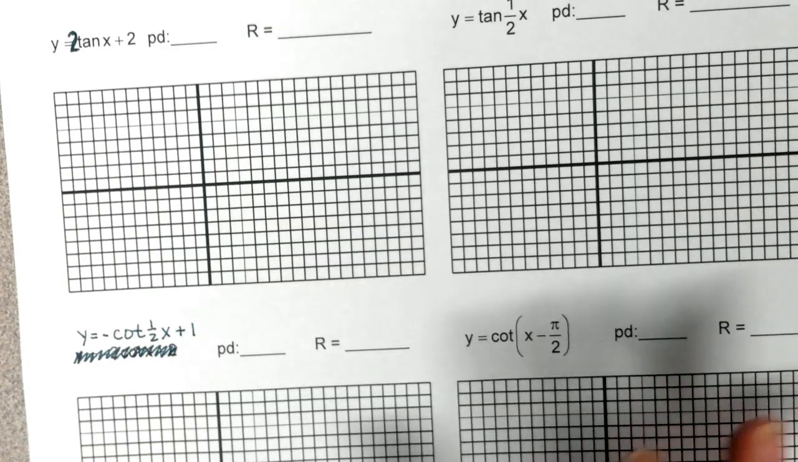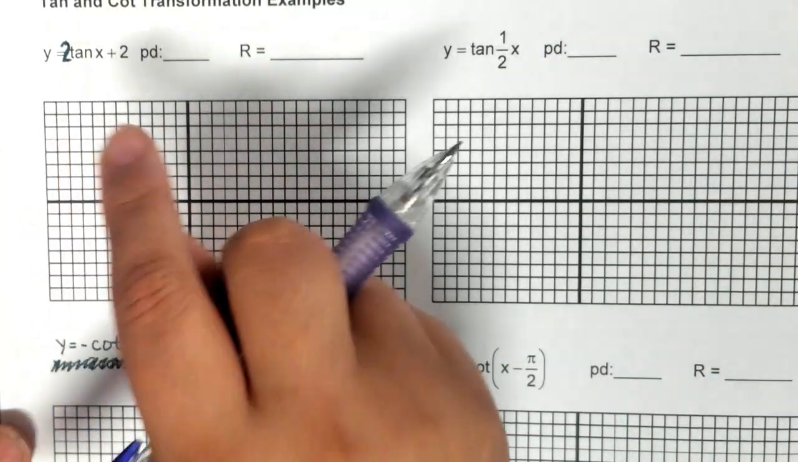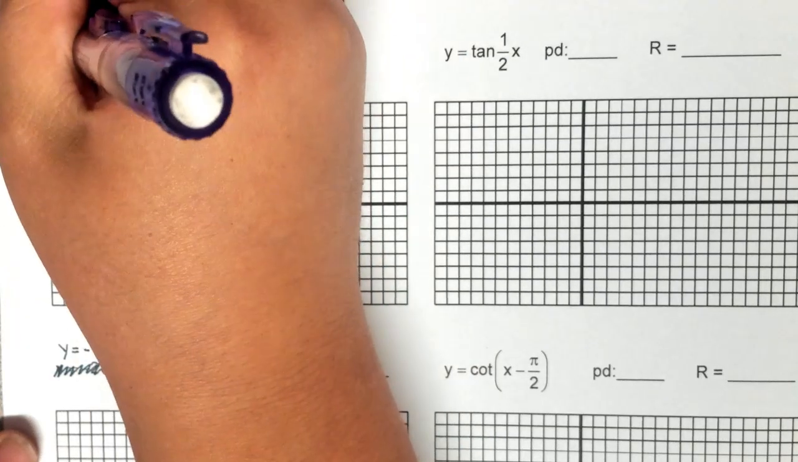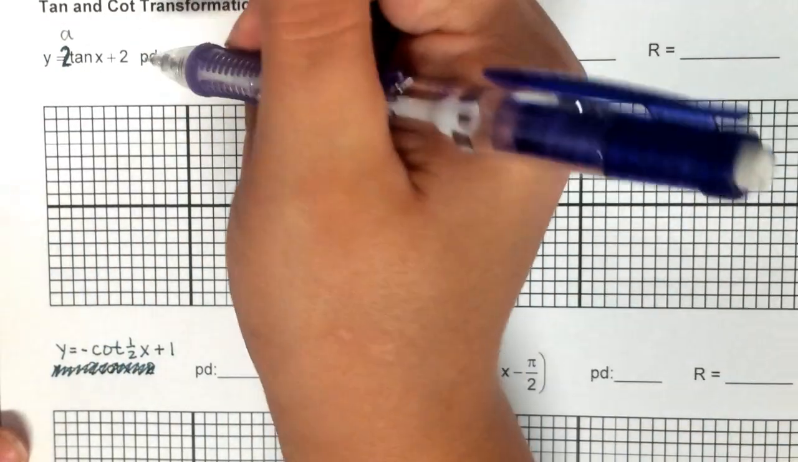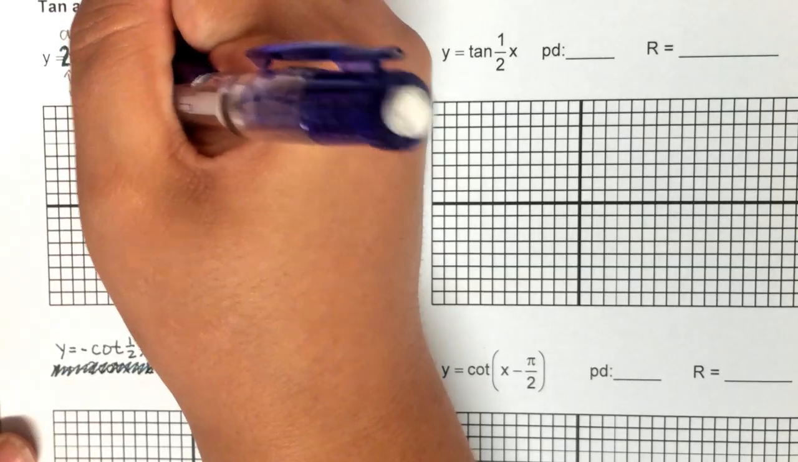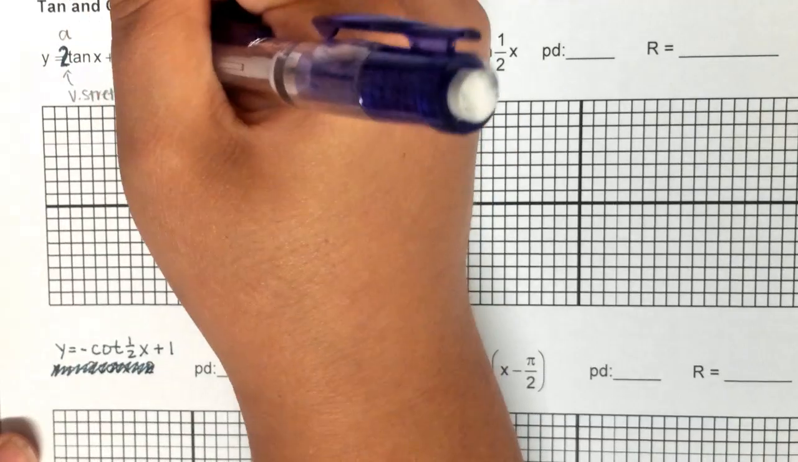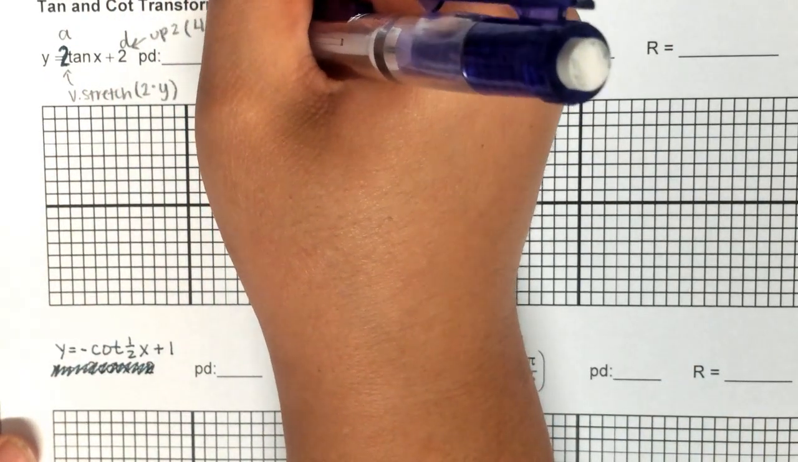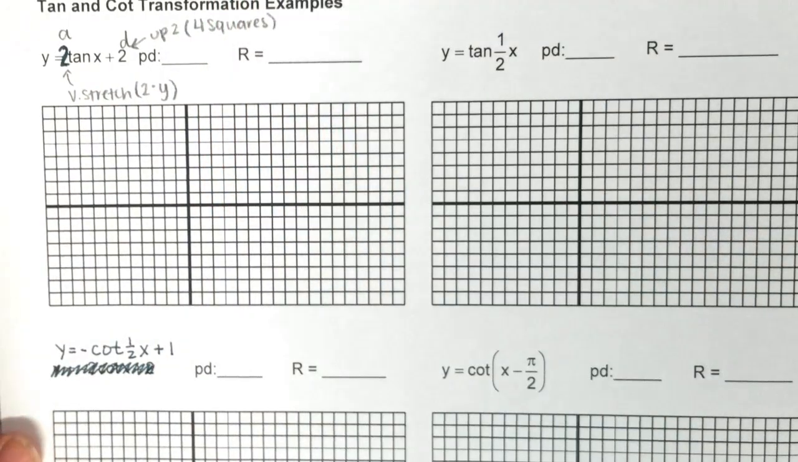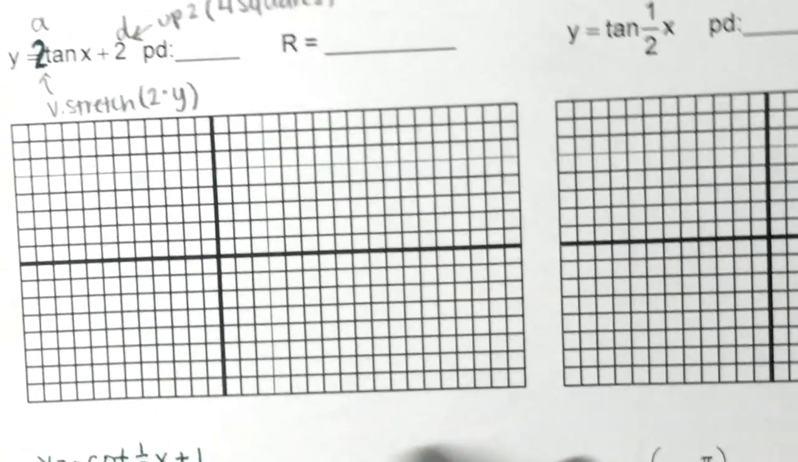So, if at any point I'm going too fast, please feel free to pause this video to write down more. As a reminder, the number up front is your A value. That's the vertical stretch or compress. And anytime you have a plus or minus with no parentheses, that is your D value, up and down. So this is going to vertically stretch, and you're going to multiply your y's times 2. And this is going to go up 2, which is actually 4 squares, based on how we scale the graphs.